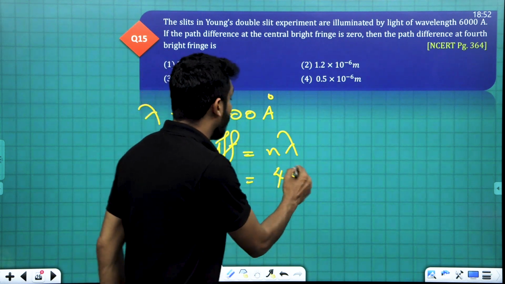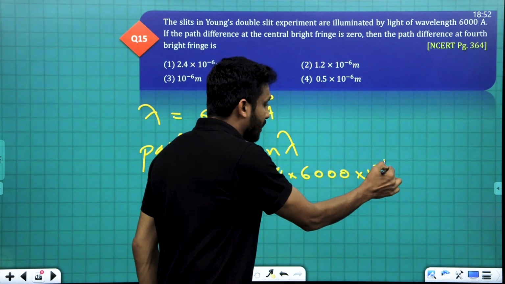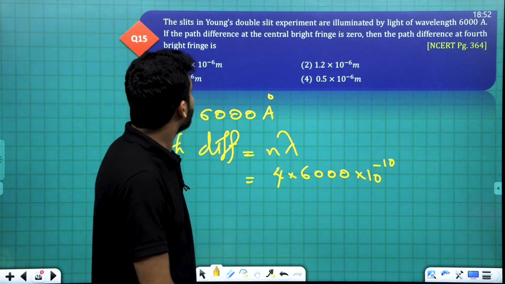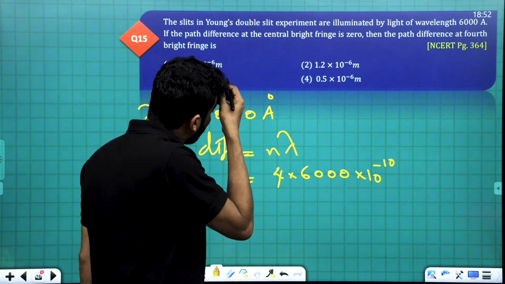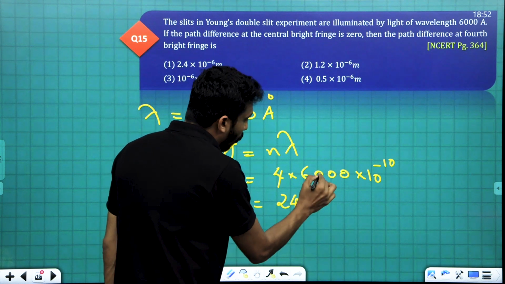And lambda is 6000 angstrom. 10 power minus 10 is the angstrom, you know. Clear. Then this is 4 into 6, 24.